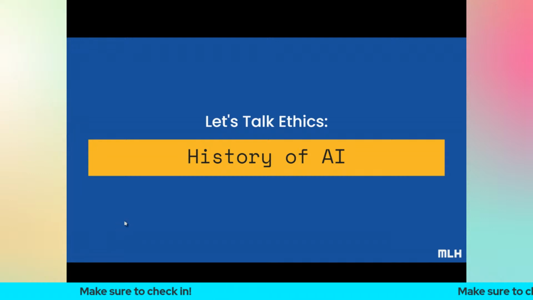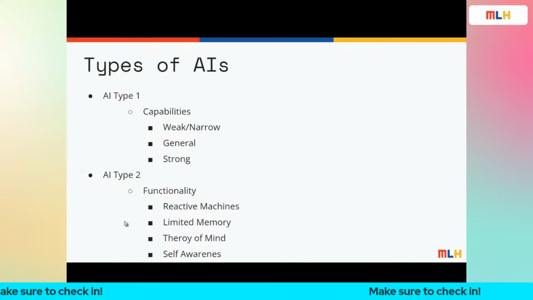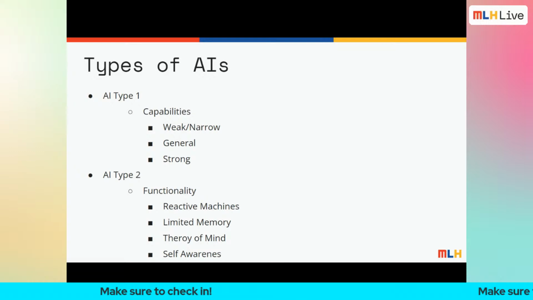Then nowadays we have things like OpenAI that goes over a lot of things. So now let's actually learn about types of AI and what makes AI AI, right? There are actually two main types of AI. You have your AI type 1, which are capability-focused AI.